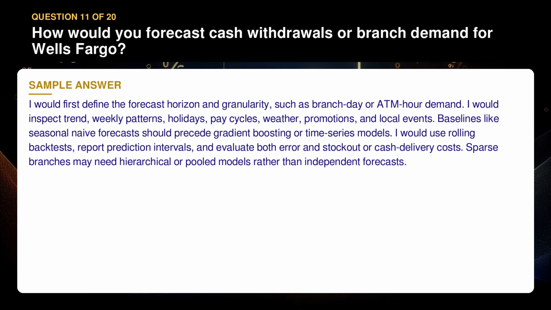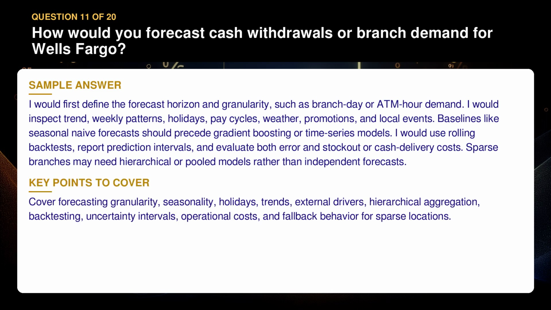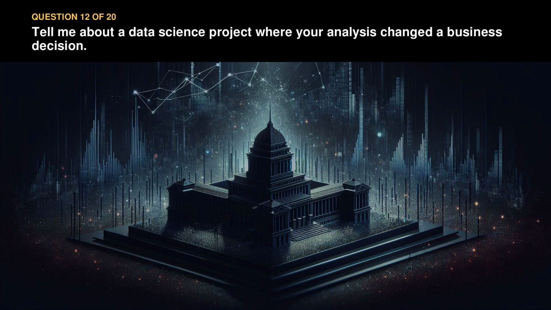I would use rolling backtests, report prediction intervals, and evaluate both error and stockout or cash delivery costs. Sparse branches may need hierarchical or pooled models rather than independent forecasts. Cover forecasting granularity, seasonality, holidays, trends, external drivers, hierarchical aggregation, backtesting, uncertainty intervals, operational costs, and fallback behavior for sparse locations.